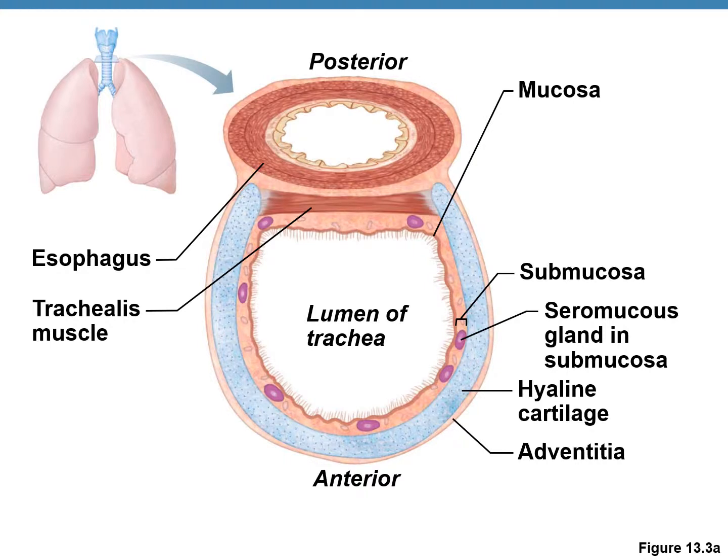This figure shows the C-shaped cartilage rings on the wall of the trachea, and this ring is absent on the posterior side. Instead of the C-shaped cartilage ring, the posterior side has trachealis muscle. Posterior to the trachealis muscle is the esophagus. The C-shaped cartilage rings help to hold the shape of the trachea. If you look into the lumen of the trachea, you can see the cilia protruding into the lumen.